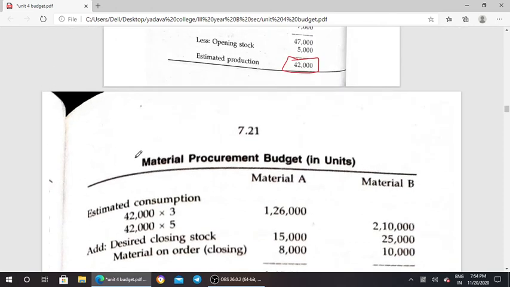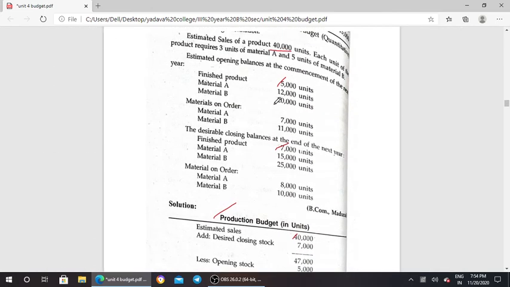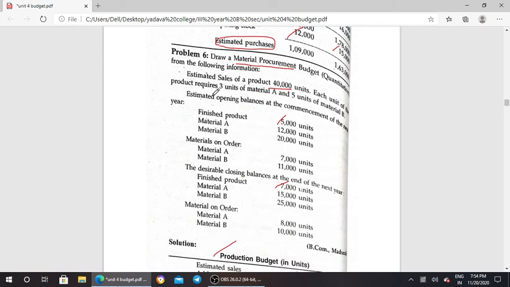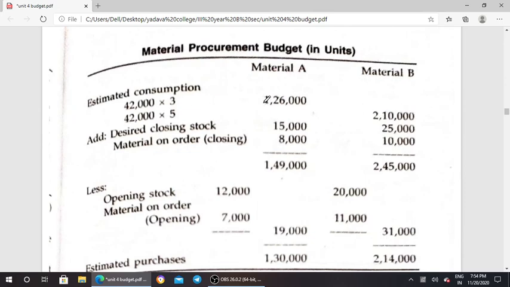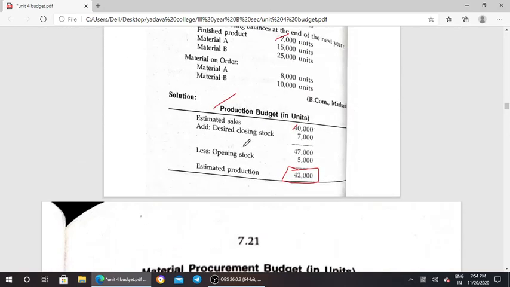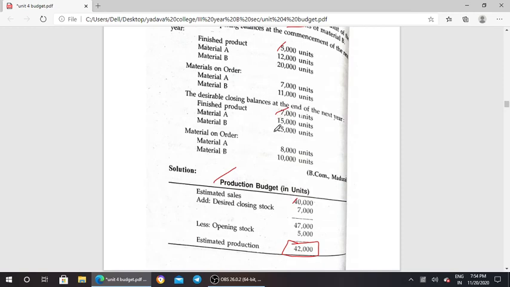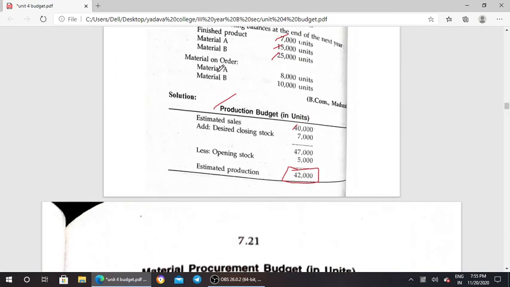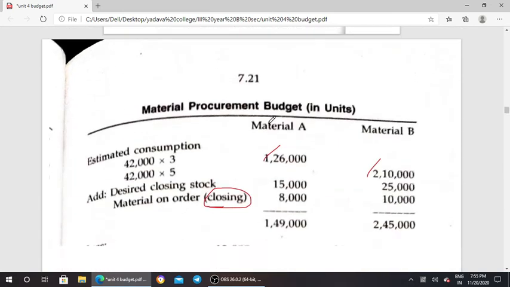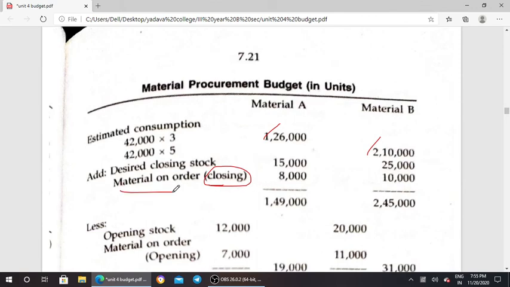Estimated consumption is 42,000, we have found it. With the help of this, for A 3 units, for B 5 units. So 42 into 3 is 1,26,000, 42 into 5 is 2,10,000. Add desired closing stock for A and B. They have given 15,000 for A and 25,000 for B. Then material on order closing is also added here. So material on order 8,000 and 10,000 is also closing. So we have to add this also.